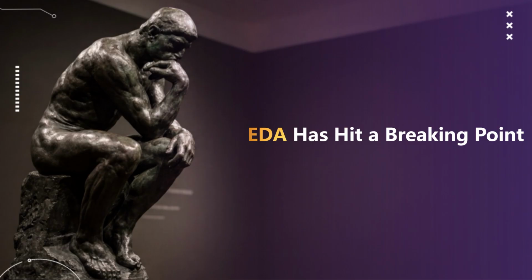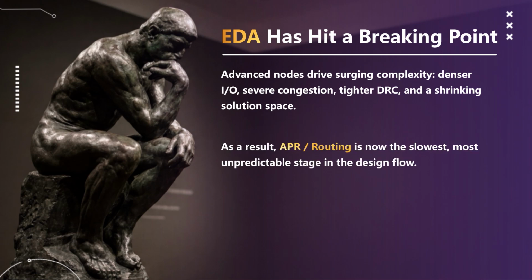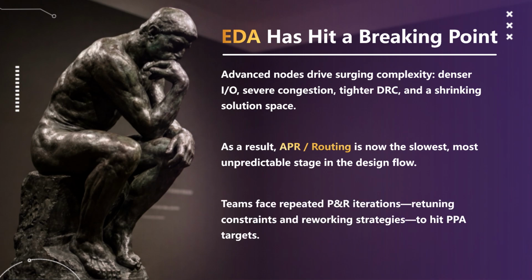EDA has hit a breaking point. At advanced process nodes, physical design complexity explodes with higher I/O density, severe routing congestion, tighter DRC rules, and a shrinking solution space for closure. As a result, APR and routing have become the most time-consuming and unpredictable stages in the entire design flow. Design teams are forced to iterate the place and route flow repeatedly, tuning constraints and reworking strategies just to meet PPA targets. This is unsustainable.